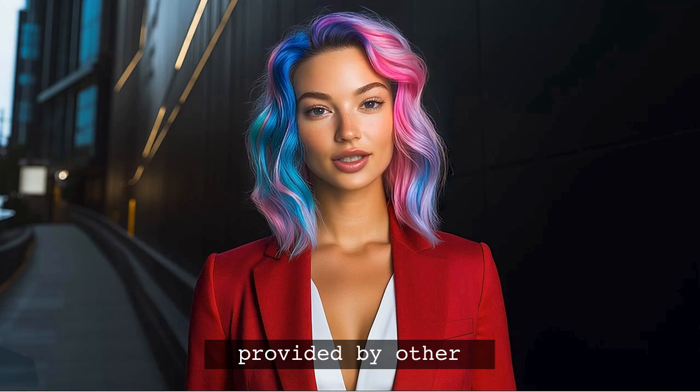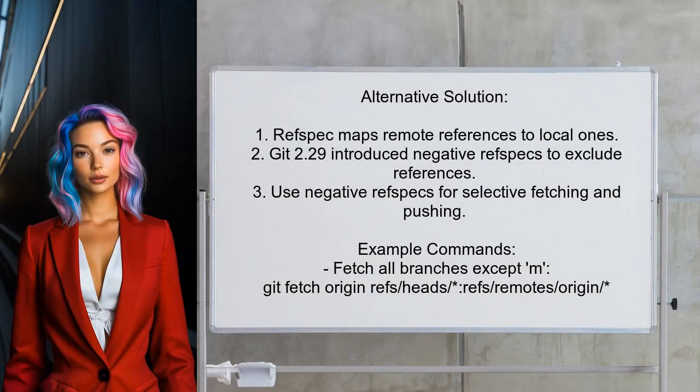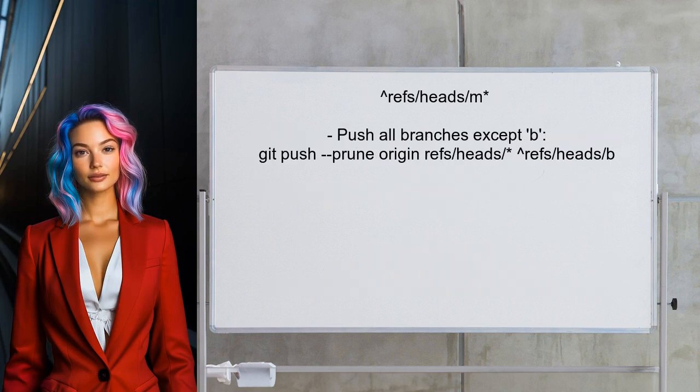Now let's look at the answers provided by other users. This user explains that a refspec in Git defines how references from a remote repository map to your local repository. With the introduction of Git version 2.29, refspecs can now also exclude certain references. This means you can selectively fetch or push branches, allowing for more control over what gets transferred between repositories.